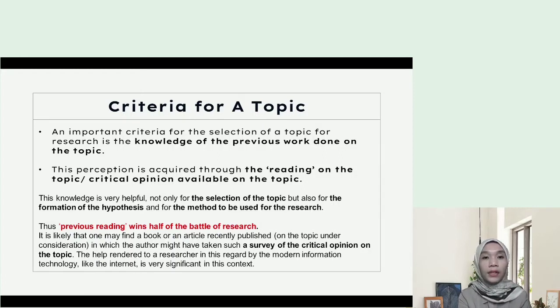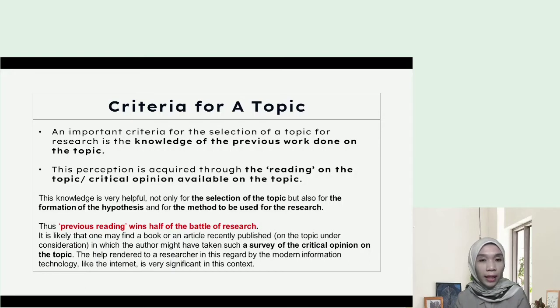Then, after finding it out in the novel, you need to have the knowledge about the previous work done on that topic. This perception is required through the reading on the topic or critical opinion available on the topic. Again, it means that you need to read about the previous work done on the topic in order for you to have critical opinion. Oh, this part hasn't been mentioned before. Oh, this topic hasn't been discussed before.